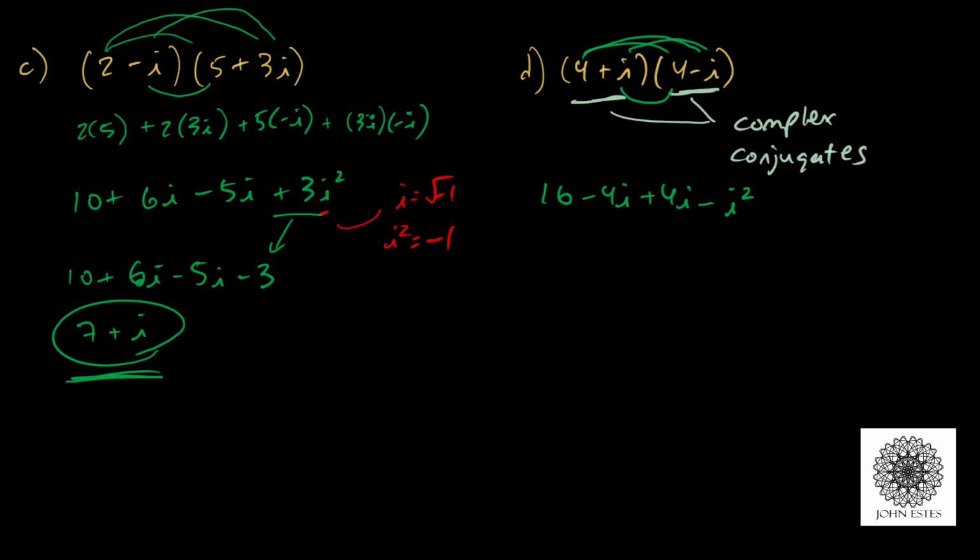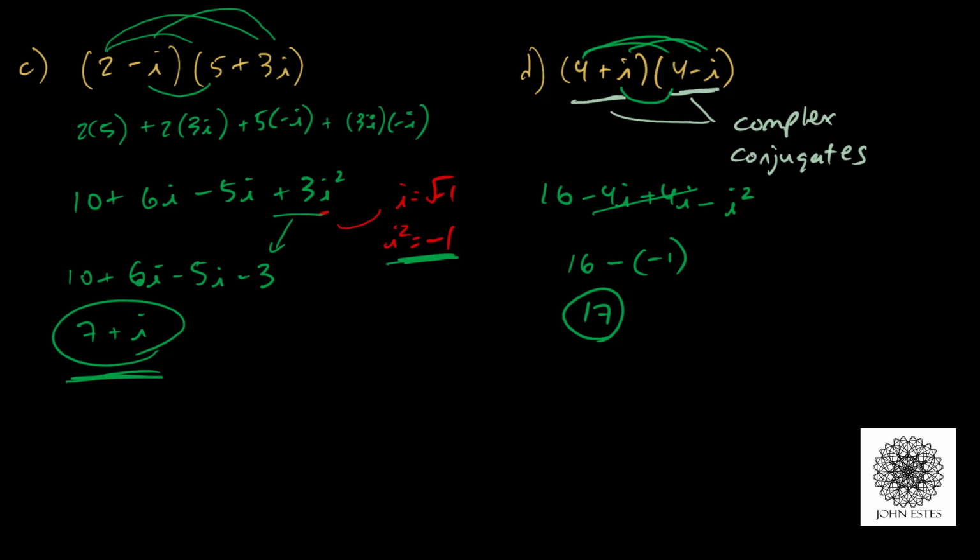If you notice now, my two inside terms cancel out. The negative 4i and the positive 4i cancel out. So I end up with 16 minus, what was i squared again? i squared is negative 1. So then I end up with 16 minus a negative 1, which ends up being 17. Wait a minute, 17, is that a complex number? Yes, it's just that my imaginary component is 0, and that's totally fine.